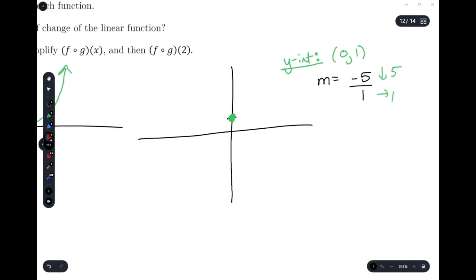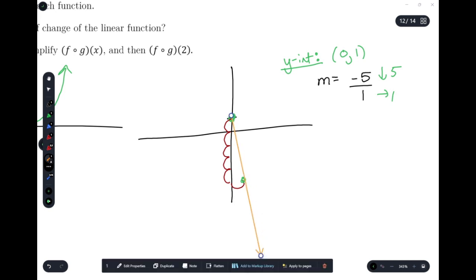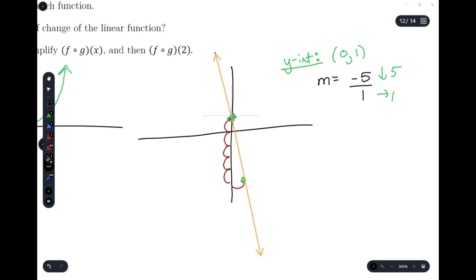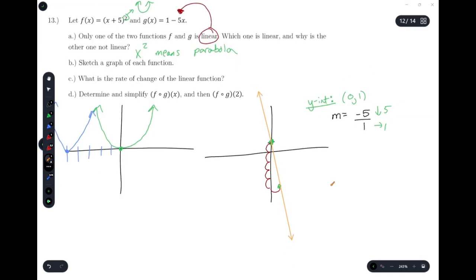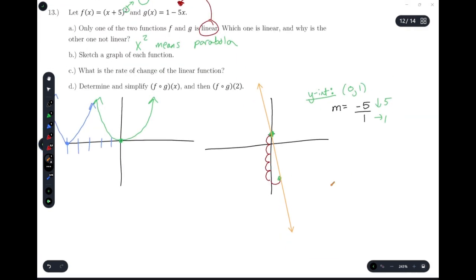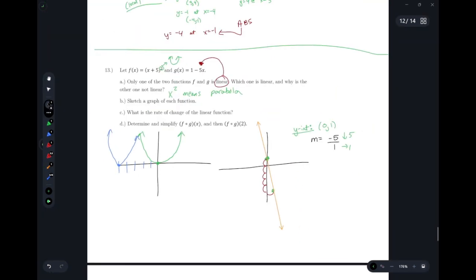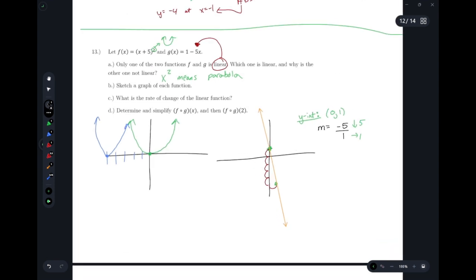So we get to go 1, 2, 3, 4, 5. 1. Put another dot. And then stop there and use your ID. Don't make 3 and give yourself more of a chance to mess up. Do the 2, use your ID, draw the line. Well, that clearly points out which one's linear and which one's not, if you couldn't get it from the square and all.